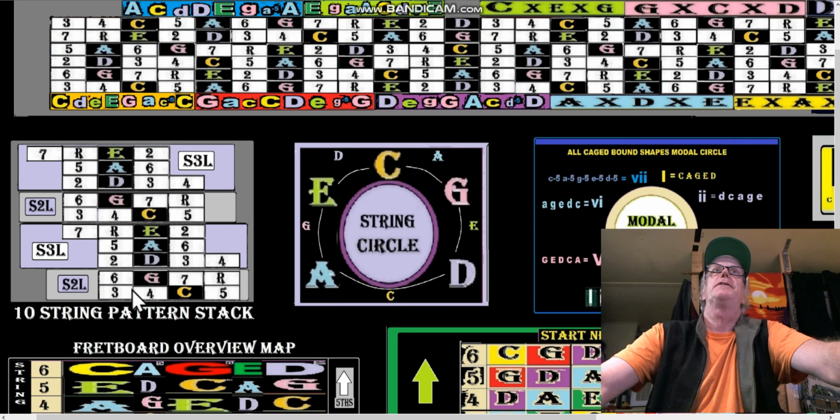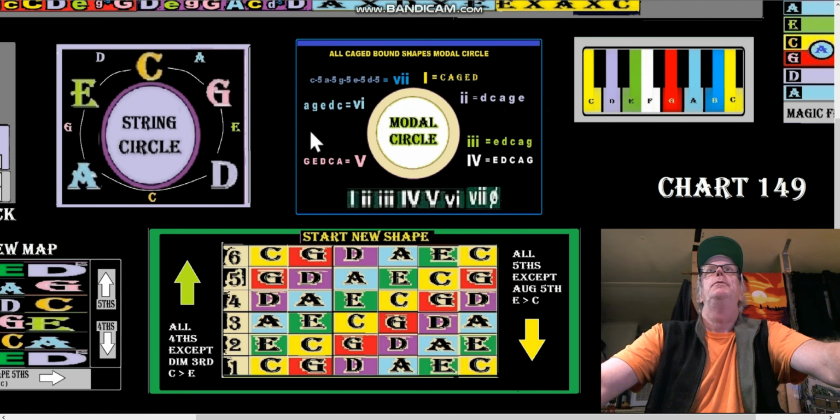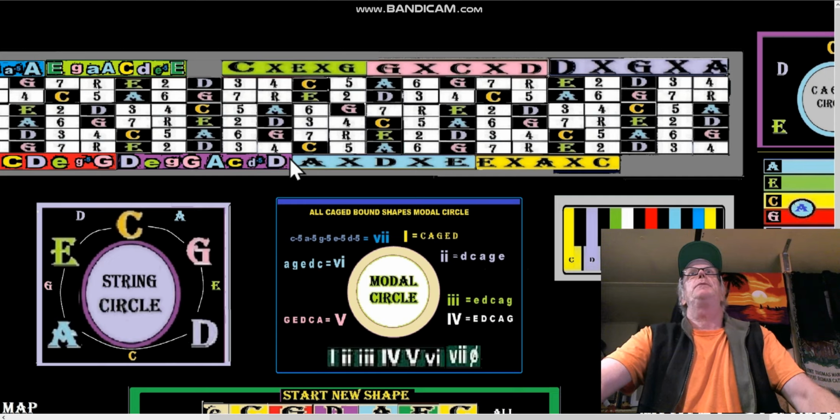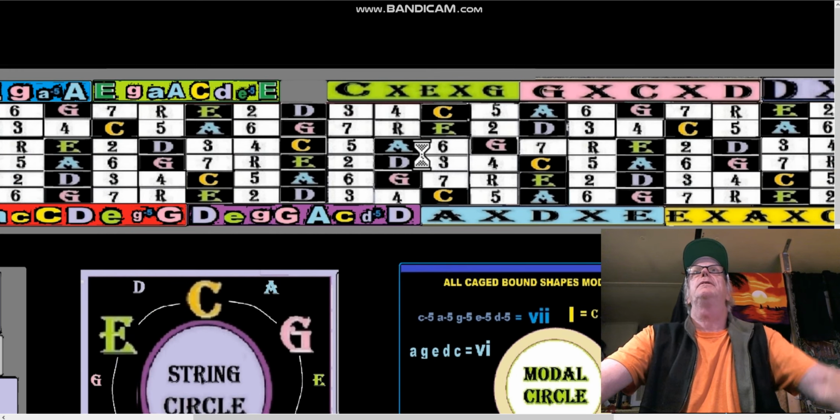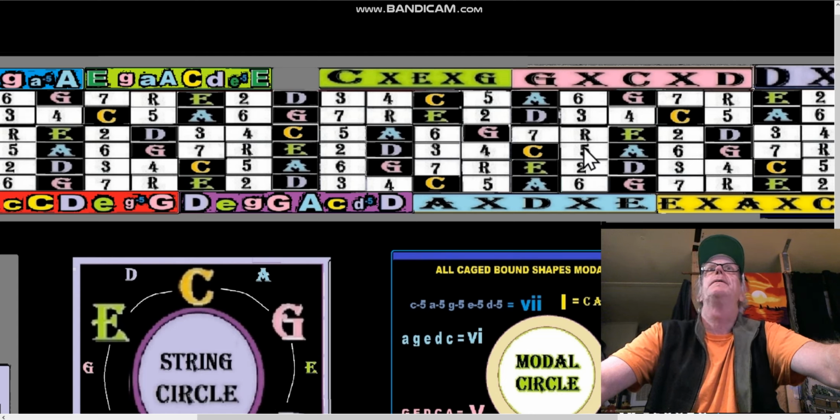So we can take that same string shape and play it from anywhere, and this is where we get into start a new shape. Let's say we have the C shape here, which is 3, 4, 5. It can be played from any string, as you can see. Over here we have 3, 4, 5 on the second string, and 3, 4, 5 on the third string over here.